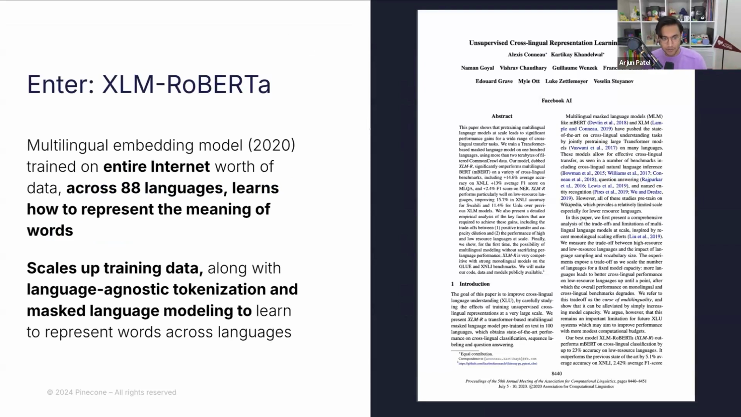The model I want to talk to you about today as a language model example is XLM-RoBERTa, which was released in 2020. And it was this embedding model that was trained on an internet's worth of data across 88 different languages, which learned how to represent the meaning of words across language. The craziest part about this paper is that they were able to do this using three things. The first was a massive scale up of training data, internet scale data. The second was language agnostic tokenization. And the third was masked language modeling. And by putting all three of these things together, they were able to create a language model that's able to learn the meaning of words across languages.